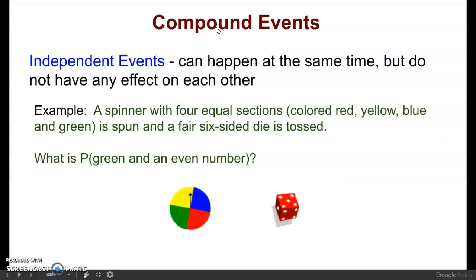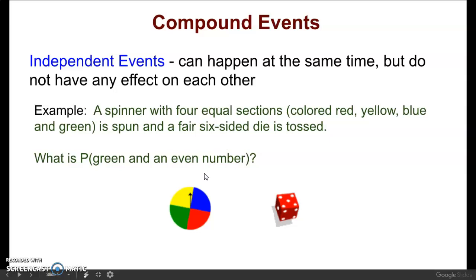All right, so I talked about compound events in a previous slide. That's when more than one thing is happening. Mutually exclusive events cannot happen at the same time, but now we're going to go to a new type of event called independent events. Independent events are events that can happen at the same time, but do not have any effect on each other. So mutually exclusive cannot happen at the same time. Independent events can.